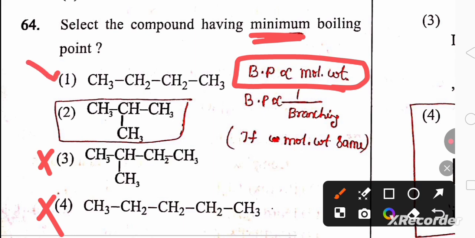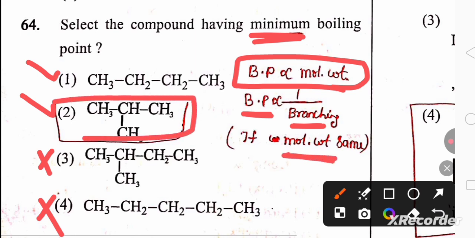Option 1 and option 2 both have the same number of carbon atoms, butane and isobutane. And one more concept we know, boiling point is inversely proportional to branching. As branching increases, boiling point decreases if the molecular weight is same. So in option 2 you can find branching, so option 2 having minimum boiling point.